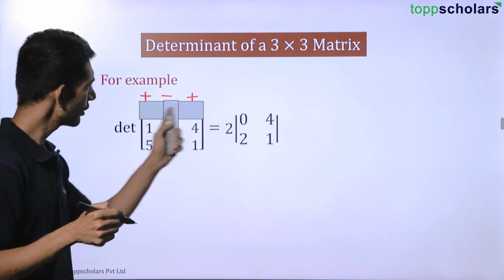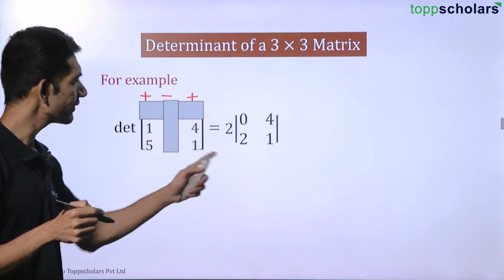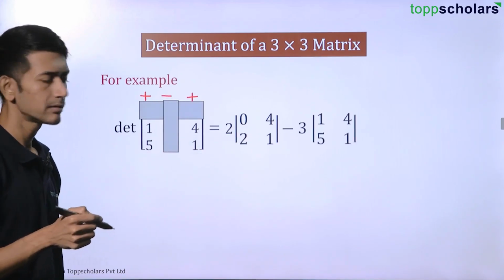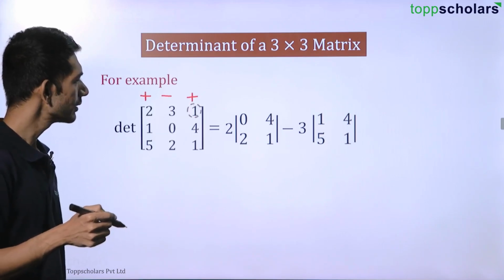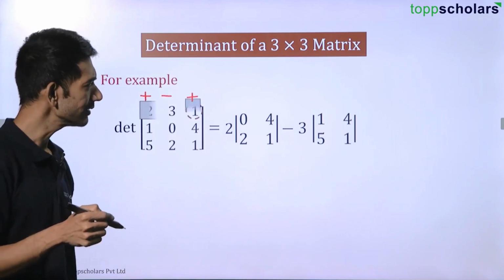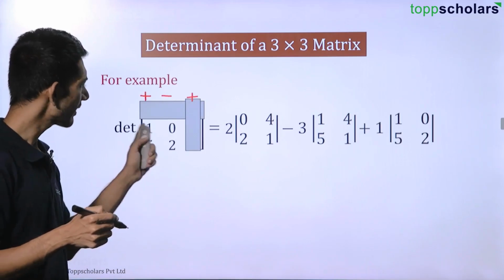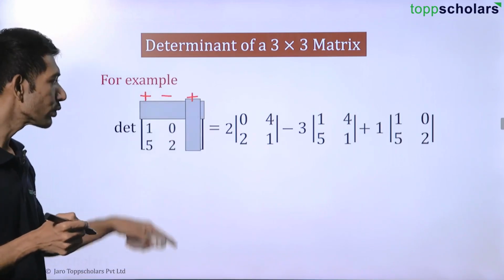Minus 3. Ignore the first row, second column. 1, 4, 5, 1 is left. Put it inside the determinant. Then you have 1. That will be plus 1 only. The third one. Write down plus 1 and then write down 1, 0, 5, 2. Now you know how to solve this.